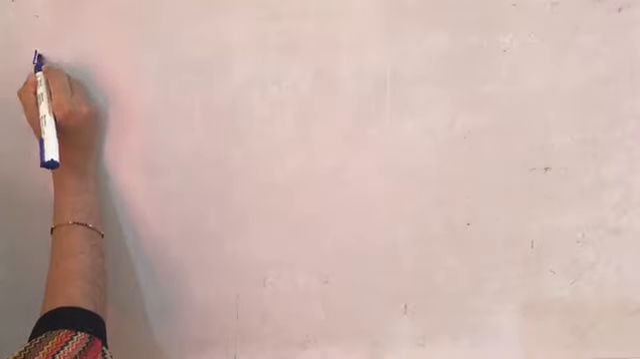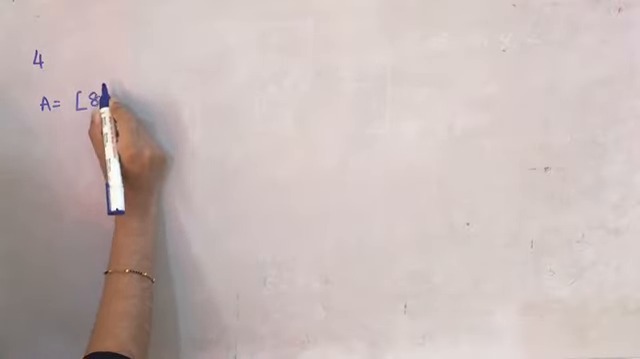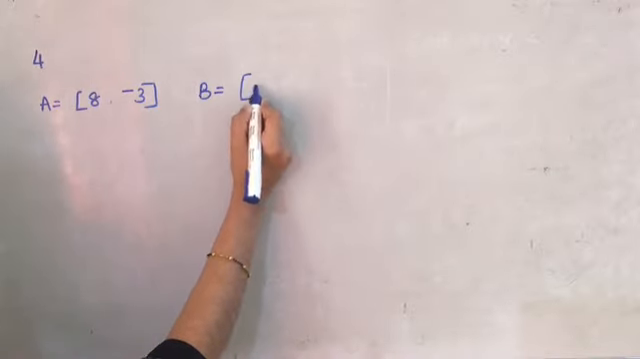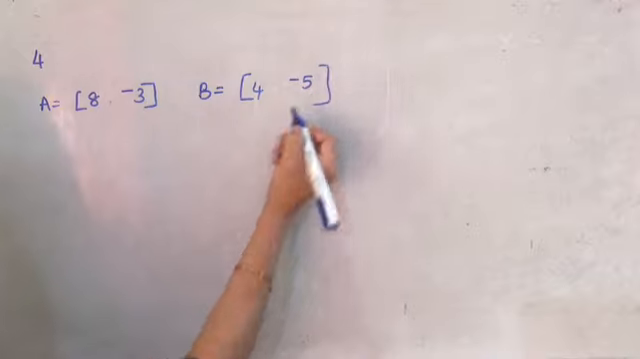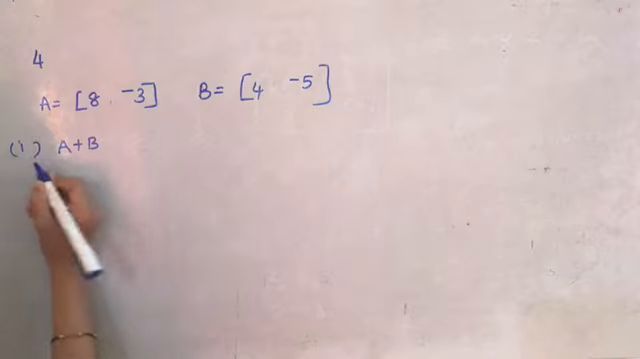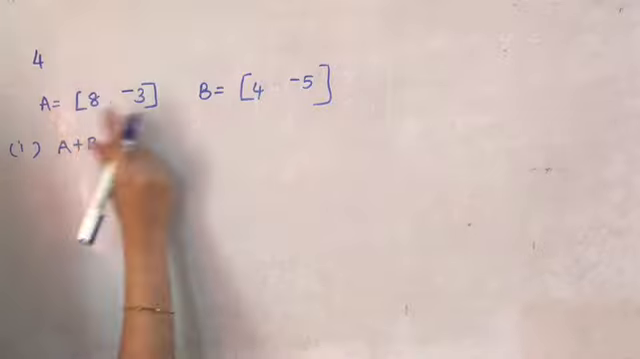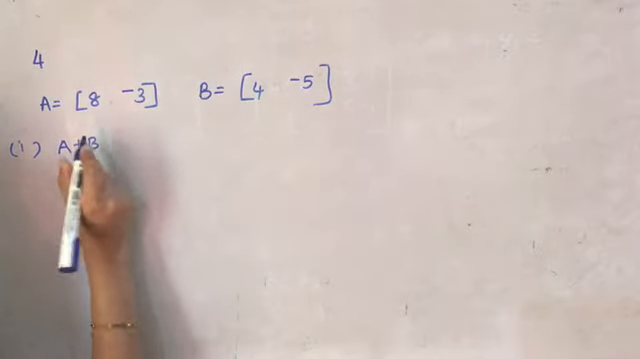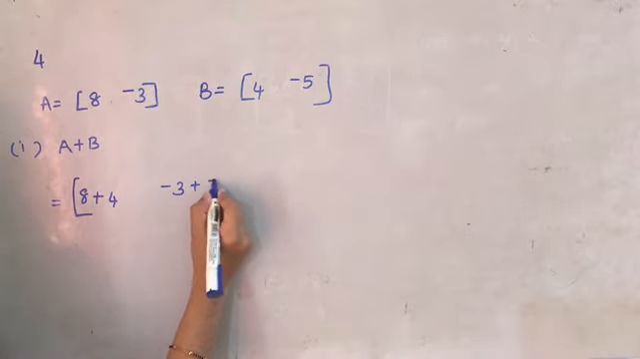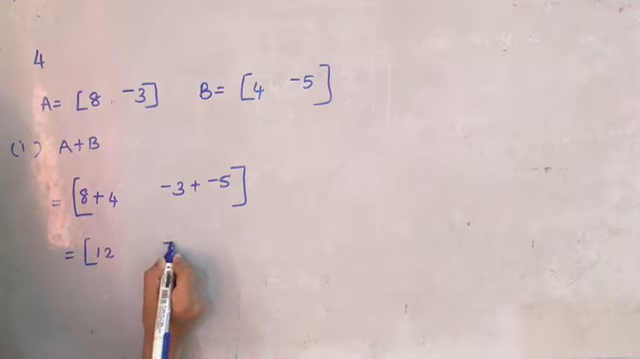We are doing the fourth question. A is equal to [-8, -3] and B is equal to [4, -5]. Find A plus B. That's our first sub question. So let us do that first. A plus B, so you get 8 plus 4, minus 3 plus minus 5. That is equal to 12 and minus 8.